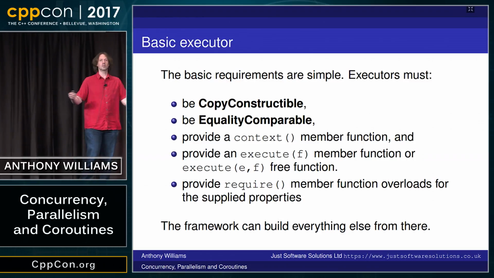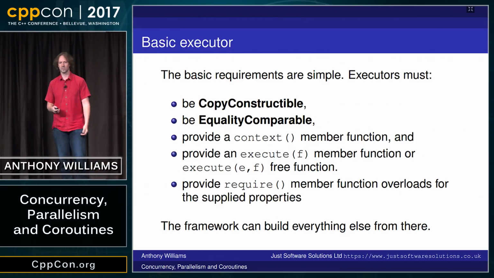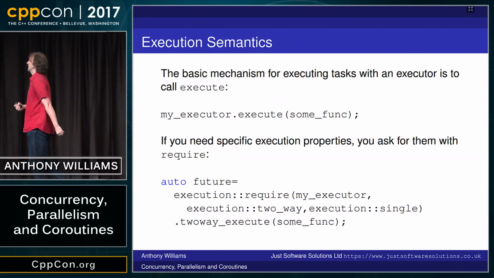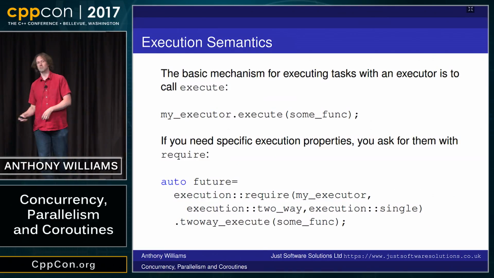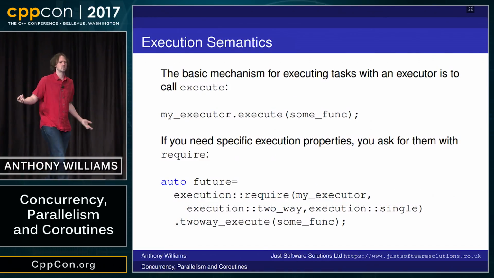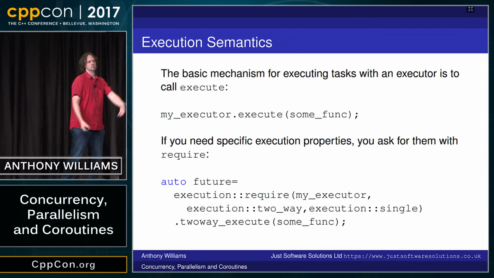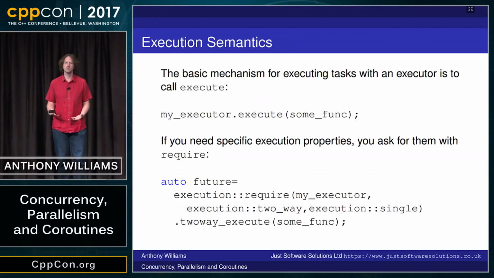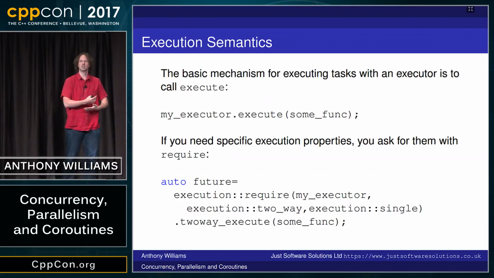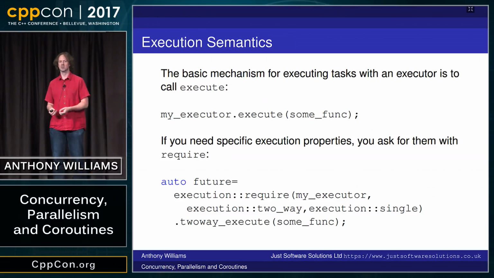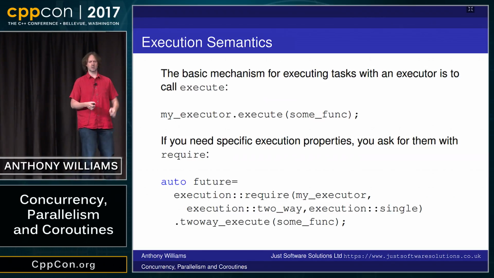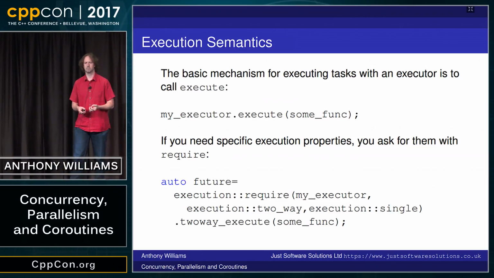And the framework can then allow you to build everything else from there. So let's have a look at some code. We have some executor, my executor, and we're trying to run a function. So you can just say execute some function. That works. But we don't know quite what it's going to do in terms of how it's going to schedule and execute our function. So you might think, OK, well, we need something specific. We need some properties on that.